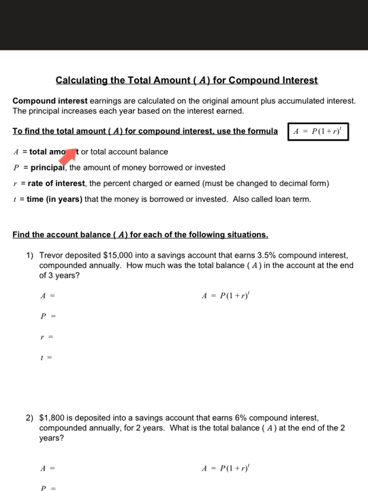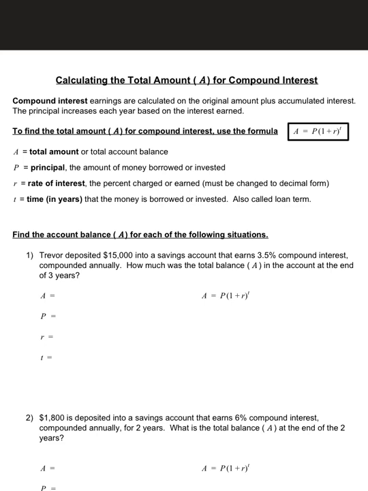So A was the total amount, or the total account balance. P is the principal, the money you borrowed or invested. R is the rate of interest, the percent, which must be changed to decimal form. And T is the time in years, and if it's given to you in months, it needs to be divided by 12, that the money is borrowed or invested, also called the loan term.